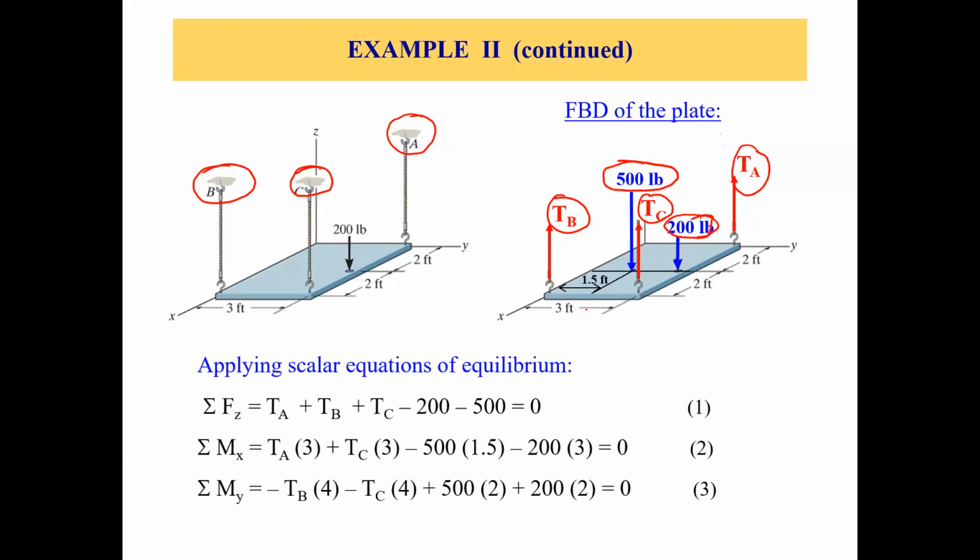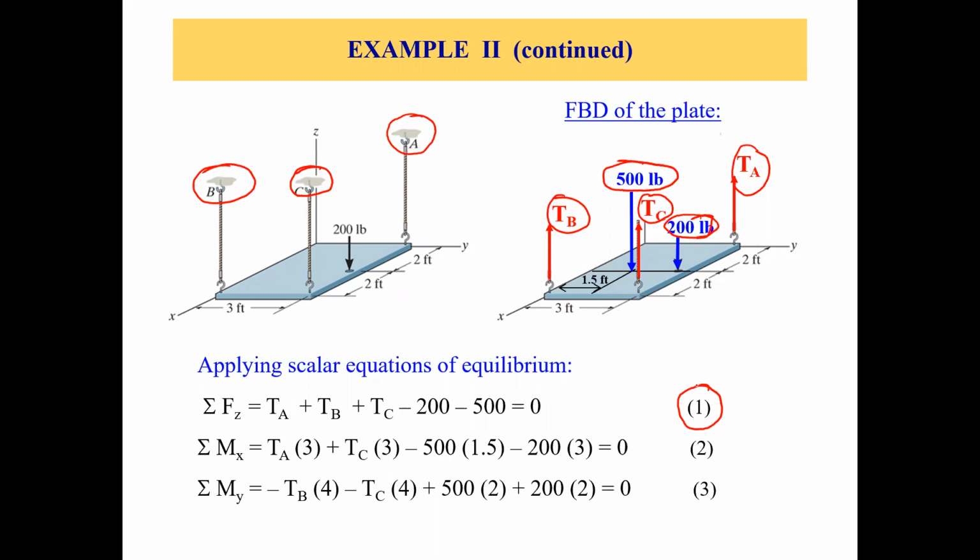Now let's apply the scalar equations of equilibrium, right? So first of all, let's take sigma Fz equals to 0, right? Because we have so many unknowns in z direction, right? So if we do that, sigma Fz equals to 0, so everything is in z direction. So we have TA plus TB plus TC all are upward, so all are positive, and then we have negative 200 and negative 500 equals to 0. So let's take this as our equation 1, right? So we take this as our equation 1, and what next?